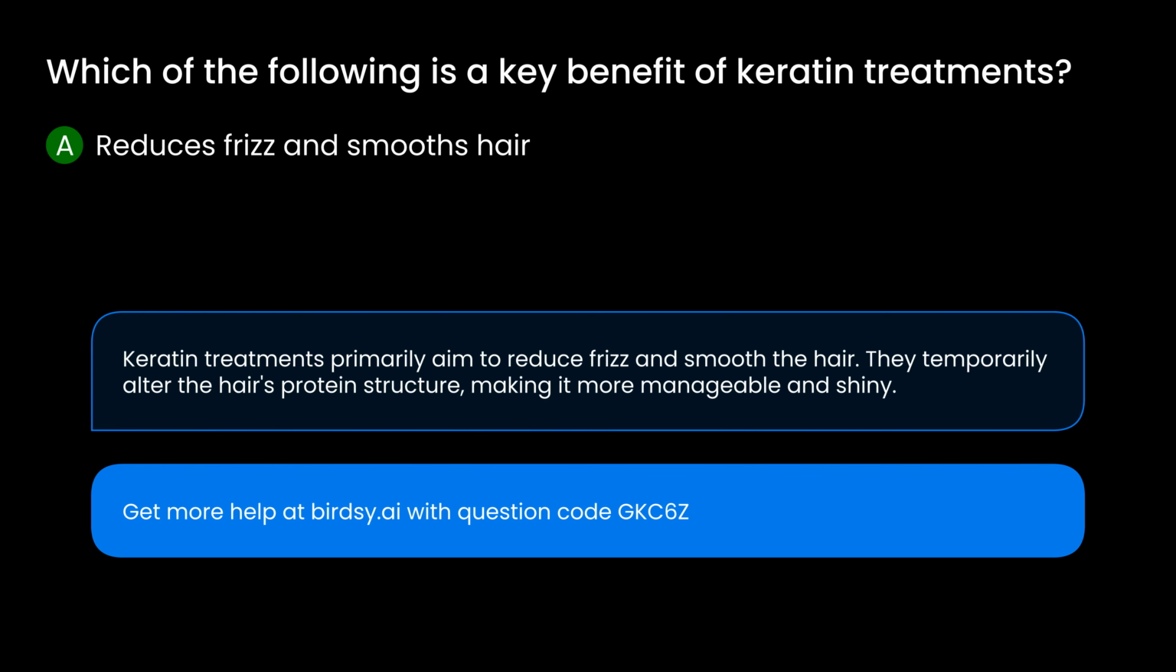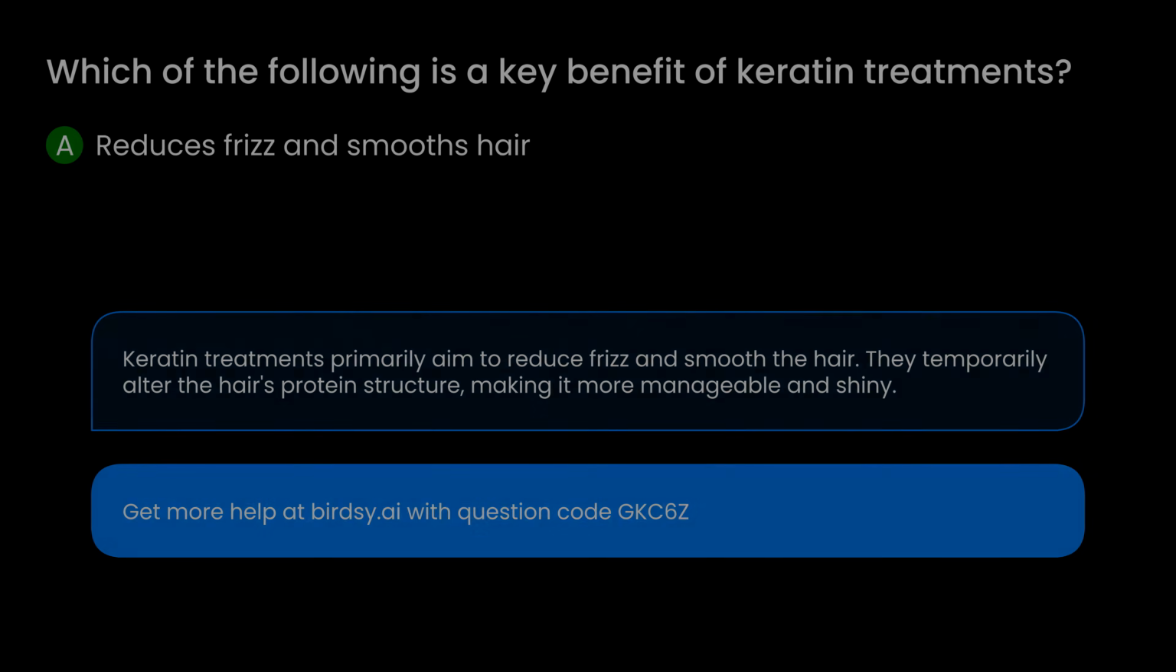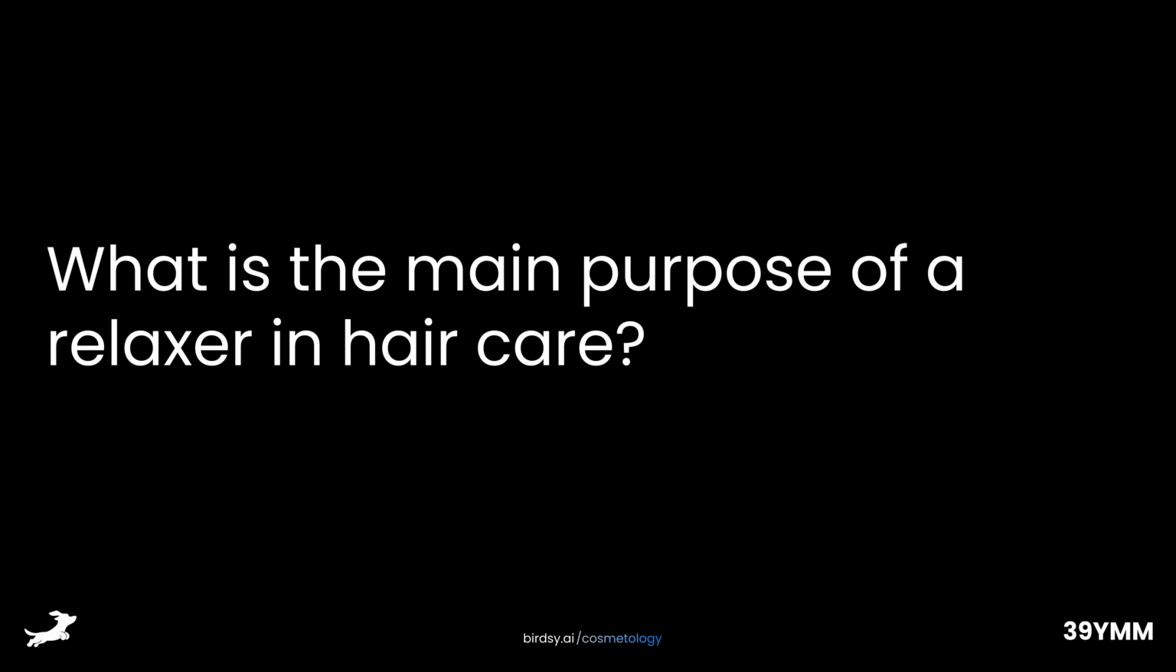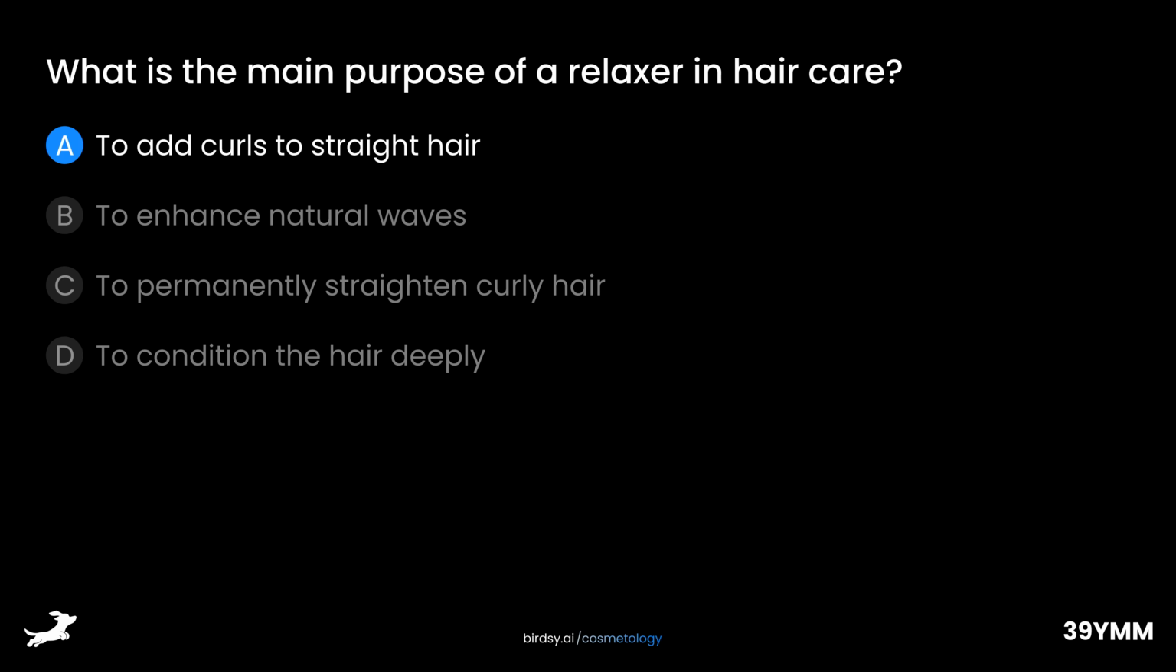Keratin treatments primarily aim to reduce frizz and smooth the hair. They temporarily alter the hair's protein structure, making it more manageable and shiny. What is the main purpose of a relaxer in hair care? Is it A, to add curls to straight hair, B, to enhance natural waves, C, to permanently straighten curly hair, or D, to condition the hair deeply? The answer is C, to permanently straighten curly hair.